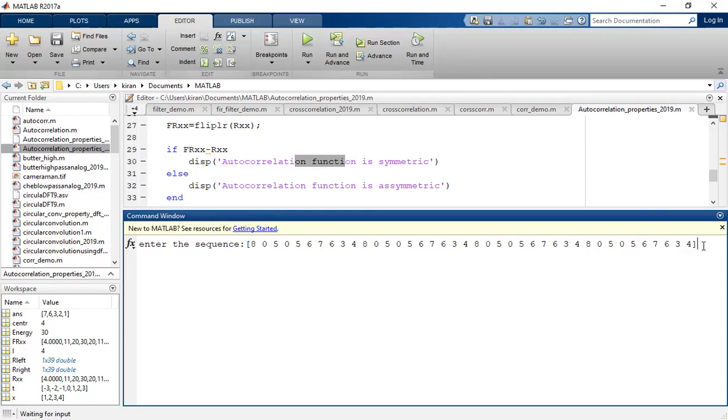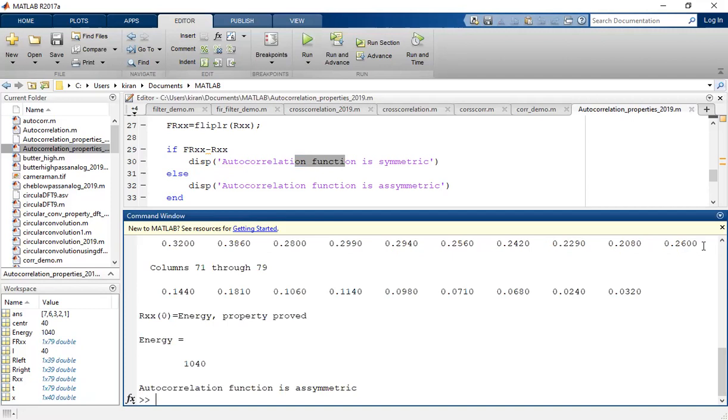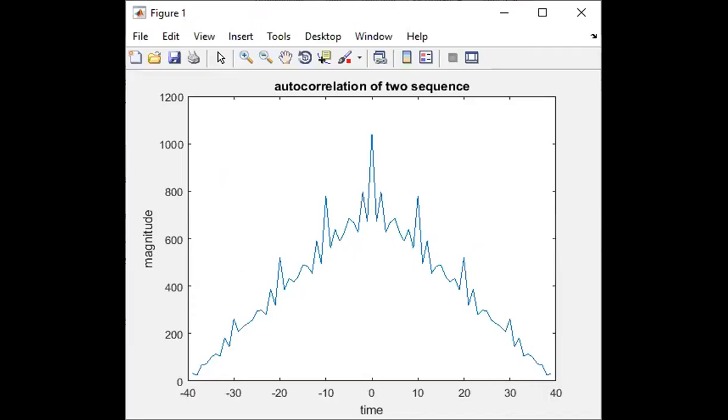Now we'll press enter. Okay, autocorrelation function is symmetric. The midpoint gives you the energy. Fine. Now let us go to this figure and let us see what happened. Okay, so there we have the figure. Let me make it a little bigger.